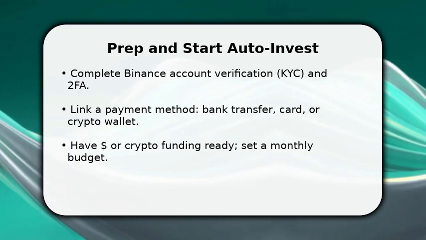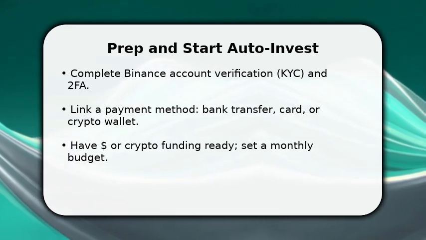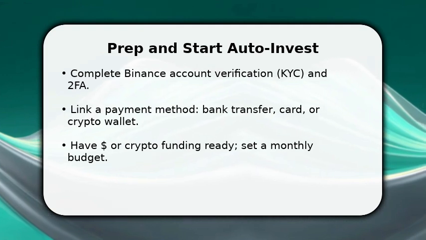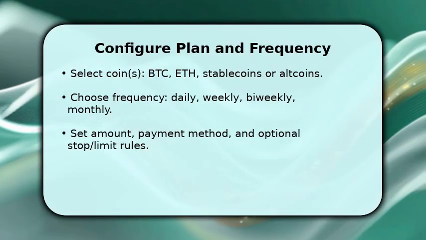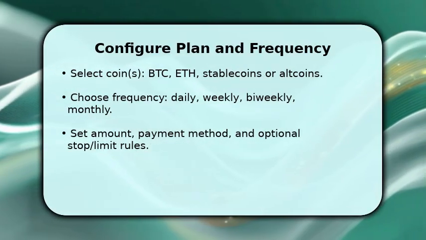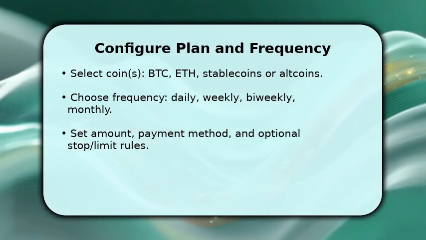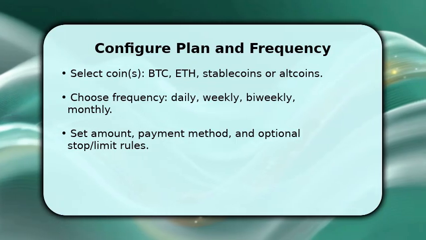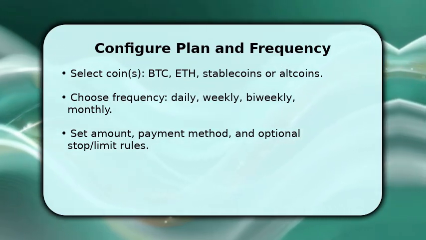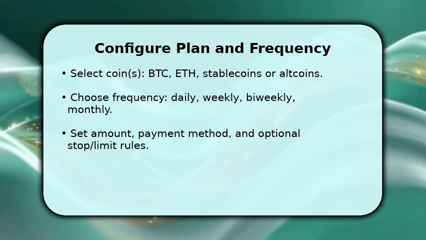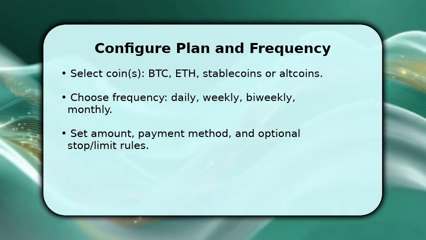You're doing this to dollar cost average and reduce timing risk, so pick realistic budget amounts and be ready to choose assets next. You now pick which coin or coins to purchase automatically. Prioritize core assets like Bitcoin or Ethereum if you want lower volatility. Then choose a cadence, daily, weekly, biweekly, or monthly, depending on how hands-off you want to be.